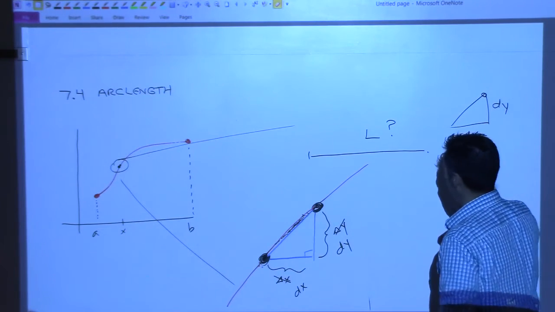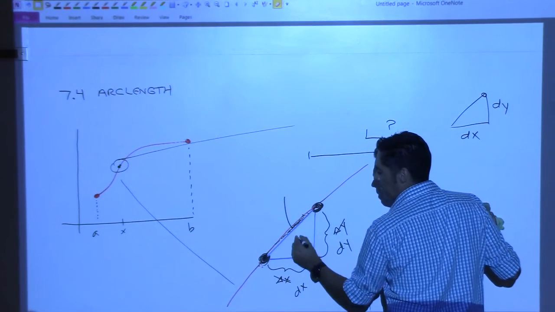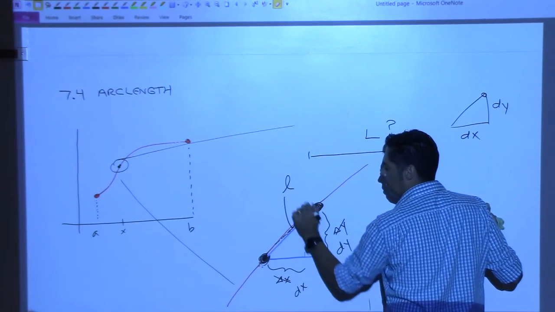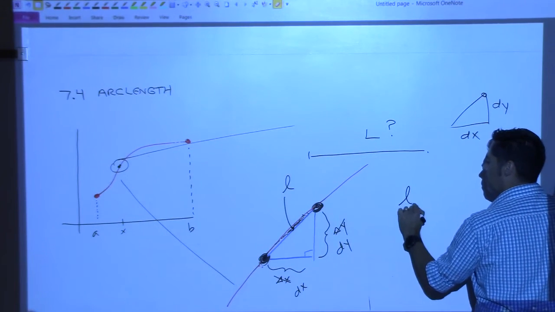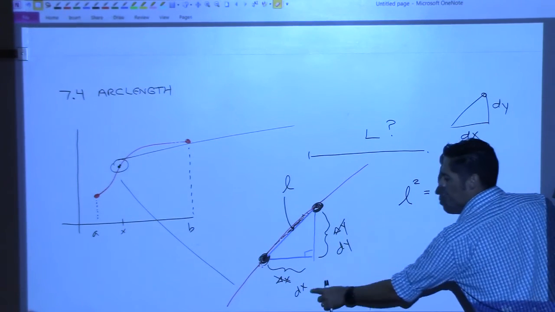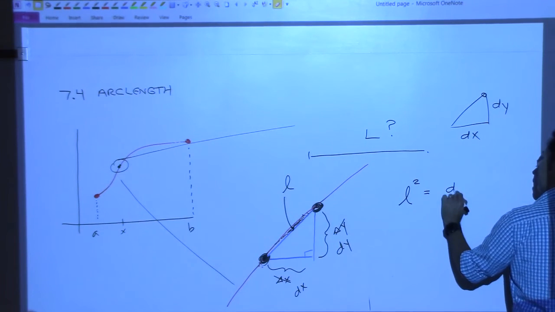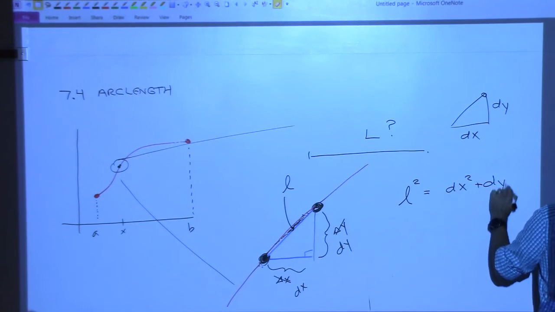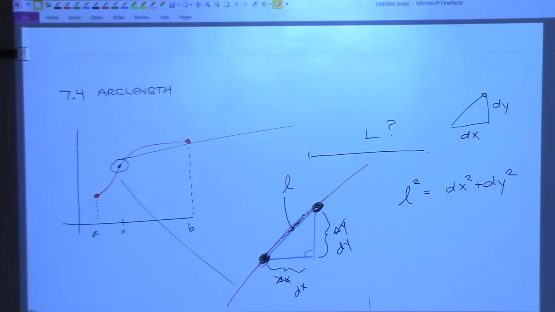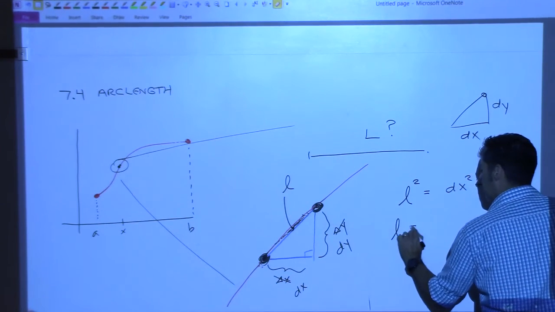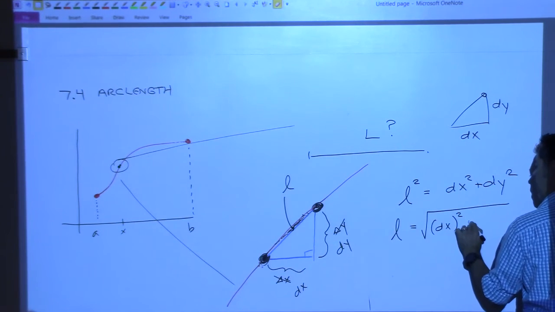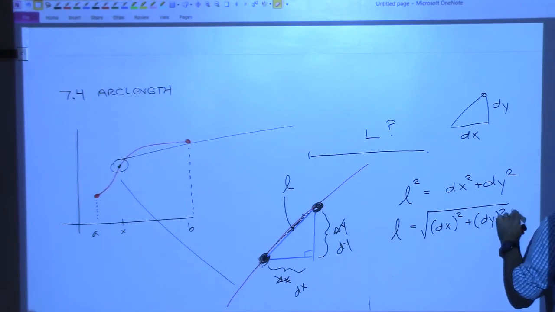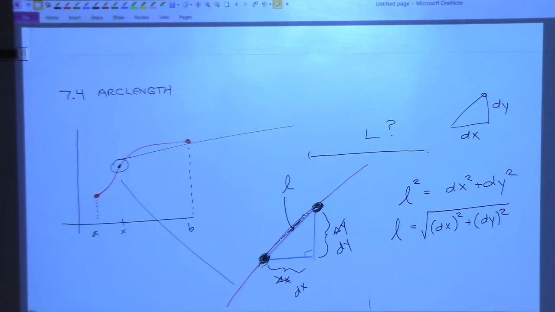Now, if we're trying to figure out what this blue line is, I'm going to call it little l for the length of that blue line. Then little l squared equals this squared plus this squared, so dx squared plus dy squared. That's Pythagorean, right? a squared plus b squared equals c squared. So that means l is the square root of this. I'm going to write it a little differently: the square root of dx squared plus dy squared. Are y'all all right with that?